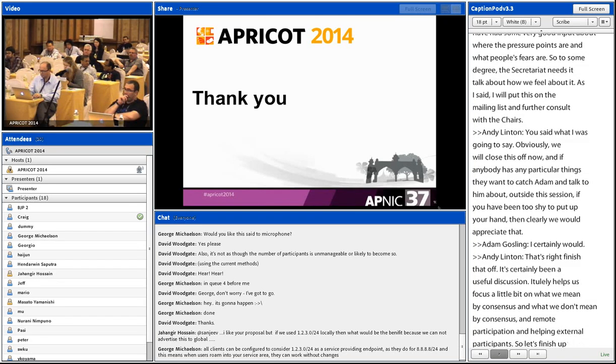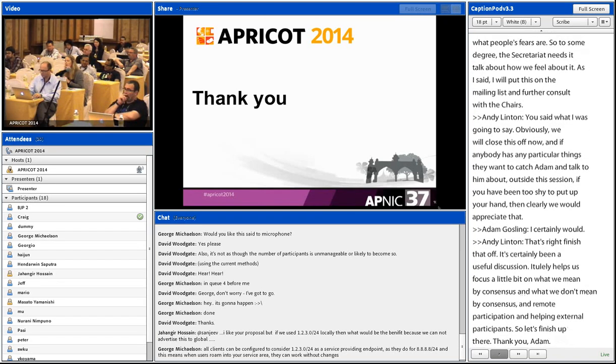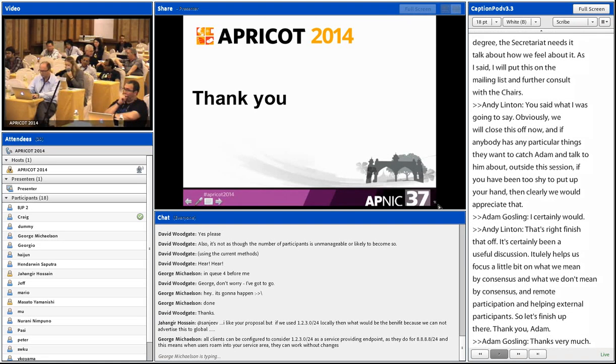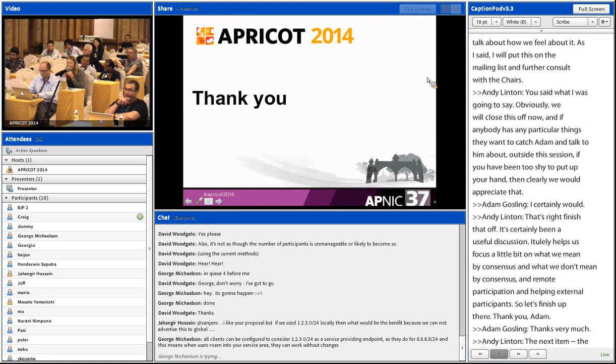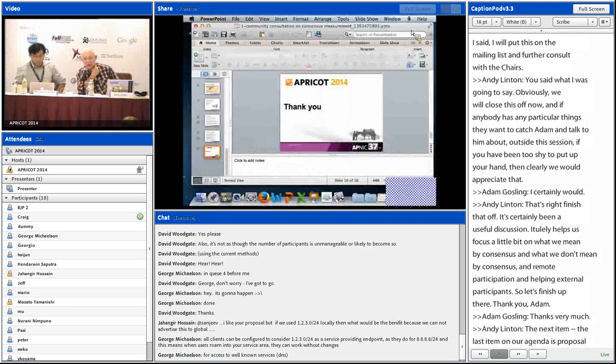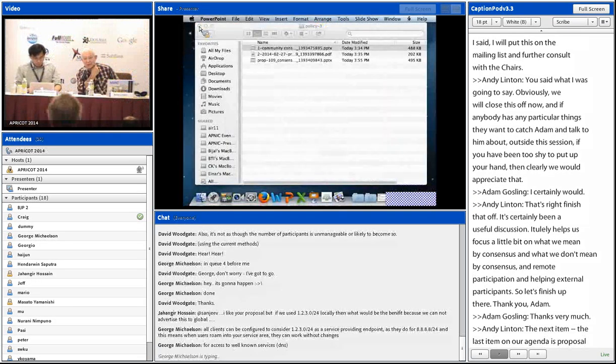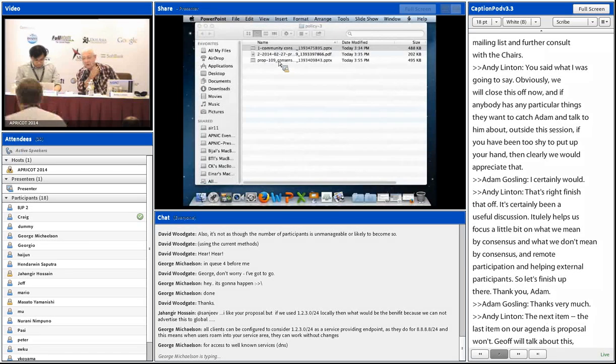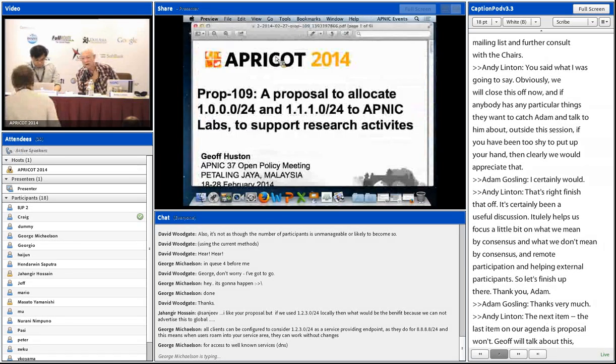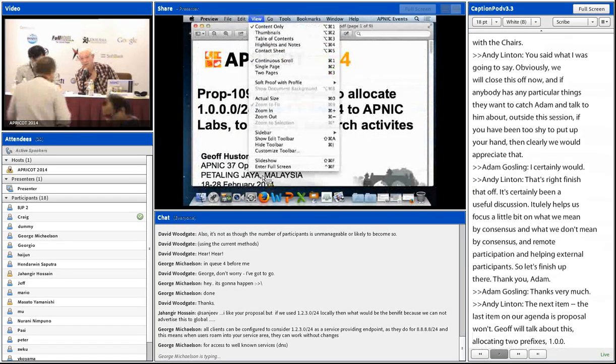So the next item, in fact the last item on our agenda, is Proposal 109. Geoff's going to talk about that. Allocate two prefixes, 1.0.0.0/24 and 1.1.1.0/24, to APNIC Labs as research prefixes.